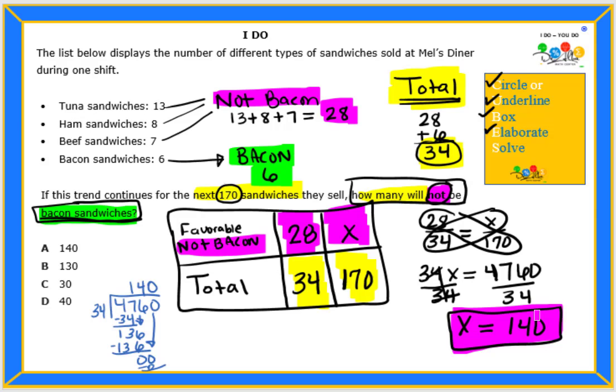So let's go back to our question. If this trend continues for the next 170 sandwiches they sell, how many will not be bacon sandwiches? 140 will not be bacon sandwiches, and that means 30 would be bacon sandwiches, but we want the ones that were not bacon sandwiches. So A is our correct answer.